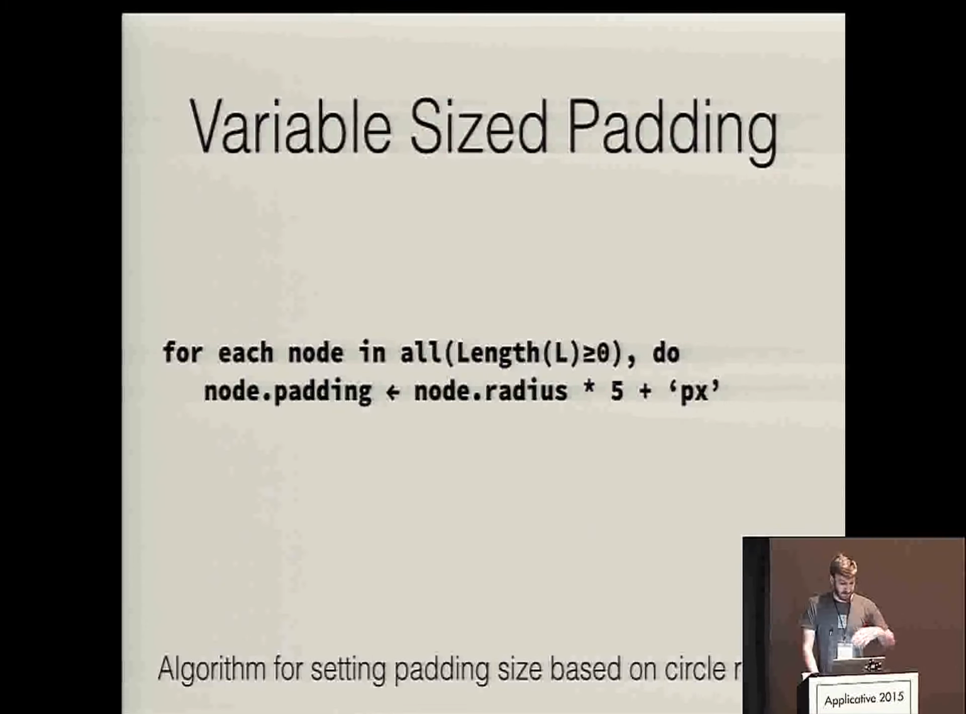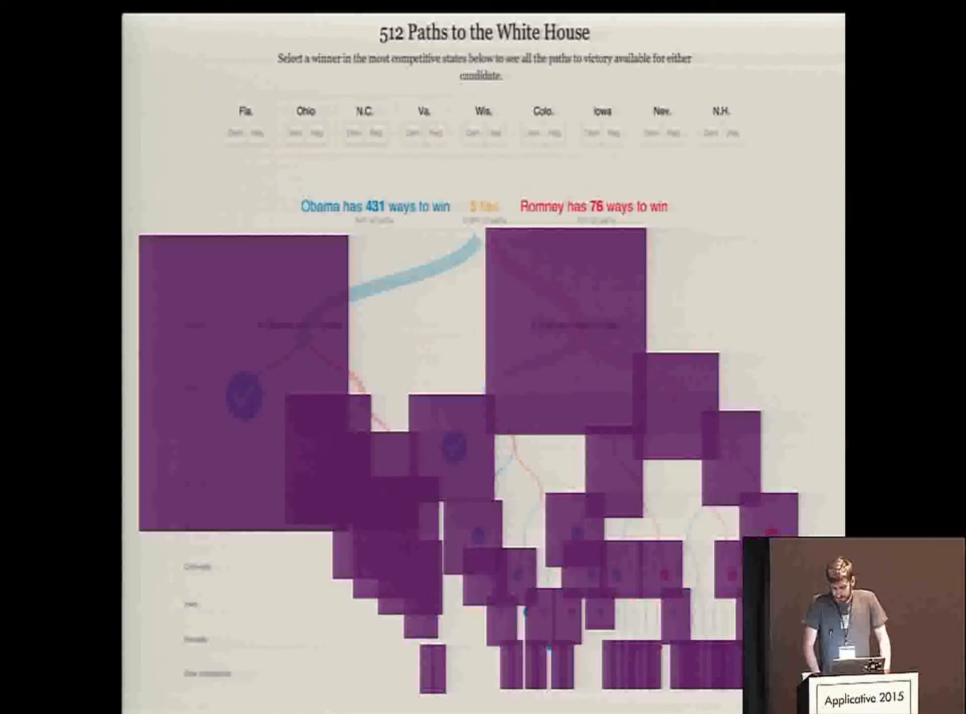So for each node in the list, set the node padding to the node radius times 5. This is sort of arbitrary. I picked times 5. I wanted, if it was a 10 pixel radius, then it would have 50 pixels of padding. And if it was one of those small ones that had 1 pixel radius, it would just have 5 pixels of padding. You could definitely mess with that number, and you can even change it to not be linear and make it exponential or any other function. This is what this ends up looking like if I were to draw this out.